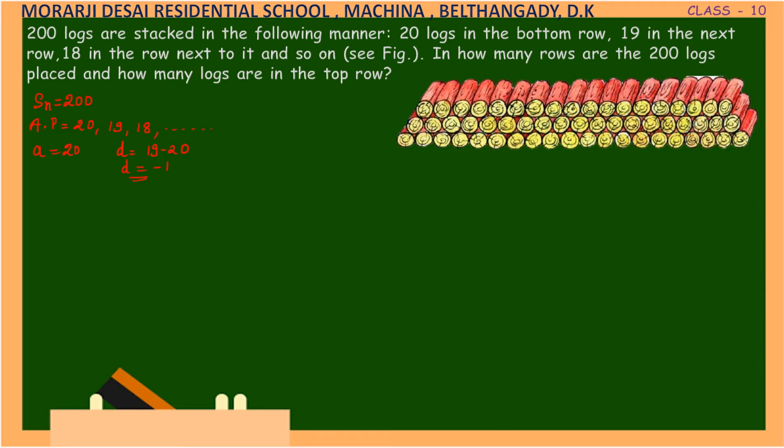Now, we have Sn. Sn is equal to 200. The Sn formula is n by 2 into 2a plus n minus 1 into d, is equal to 200. n we don't have. n by 2 into 2 into 20 plus n minus 1, d is minus 1, is equal to 200. Keep n here itself, 2 twenties are 40. Now here n into minus 1 is minus 1n, minus 1 into minus 1 is plus 1, that is minus 1n plus 1, is equal to 200 into 2. This 2 is from the LHS.